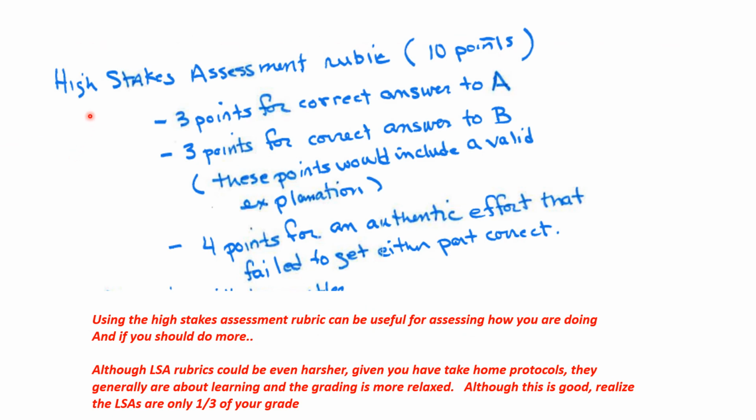As you look at this video and think about your work, it may be useful for me to talk a little bit about high stakes assessment rubrics. If this problem were on a high stakes assessment worth 10 points, I would give you 3 points for a correct answer and a correct explanation for part A, and 3 points for a correct answer and explanation to part B. Now, if you made an authentic effort, that means you did some legitimate thinking, but didn't get either one of those correct, you might get 4 points there.